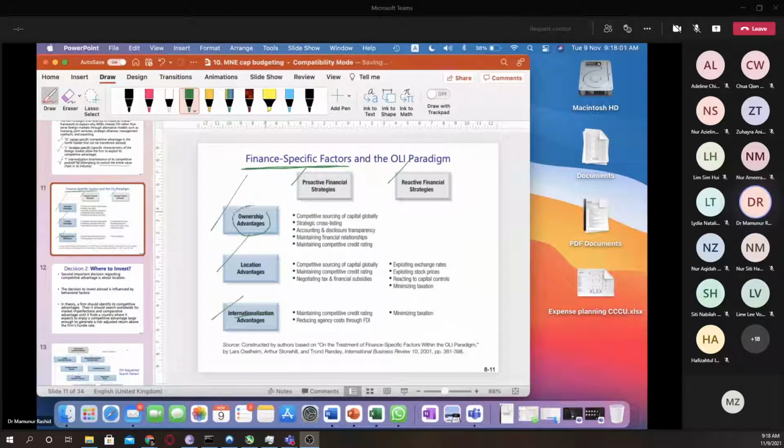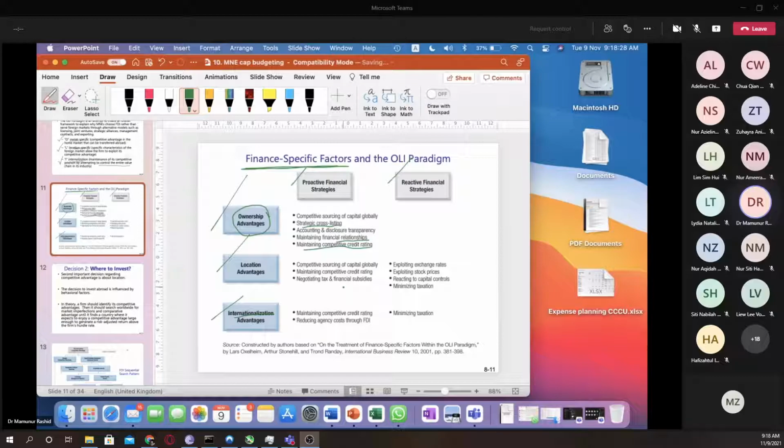Just take one proactive example in ownership specific. If your competitive advantage is ownership specific, what you may do is strategic cross listing. Maybe you can list your company in multiple markets. What else you can do? Maintaining a competitive credit rating. You'll try to maintain a competitive credit rating for your company. Maintaining financial relationships: you'll try to establish relationships with banks and other financial institutions.